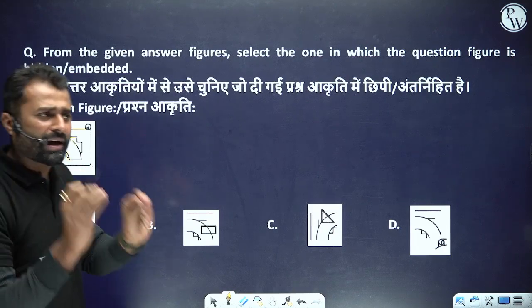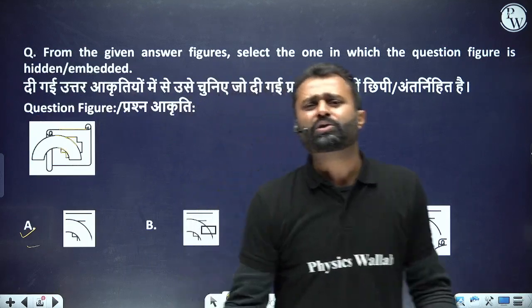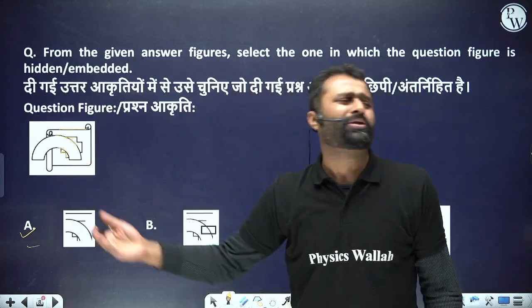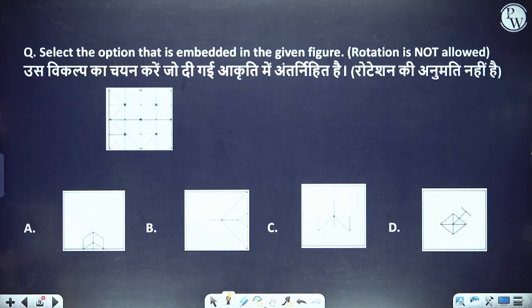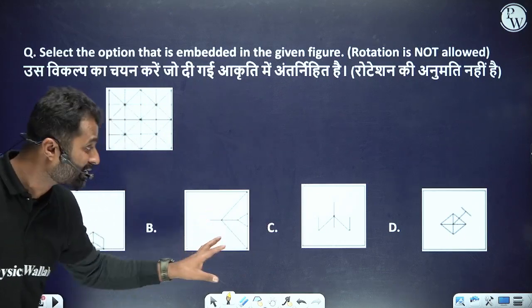If you get the answer in first go, what's the point of wasting time and trying to figure out the next part? That's absolutely not required actually. Again, no concept required for this question, ladies and gentlemen. Very simple part. You just need to pick which is hidden or embedded. So again, rotation is not allowed. You cannot rotate these structures.